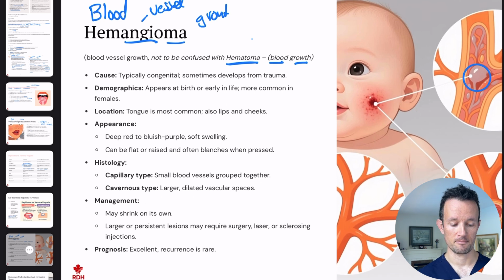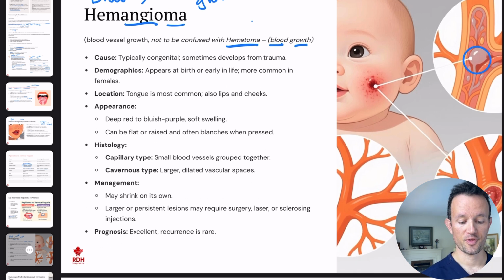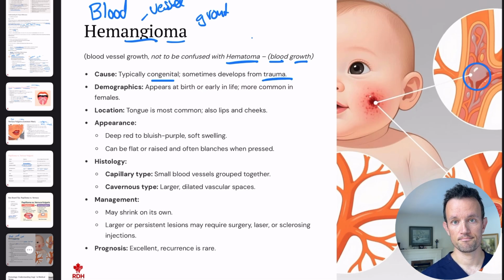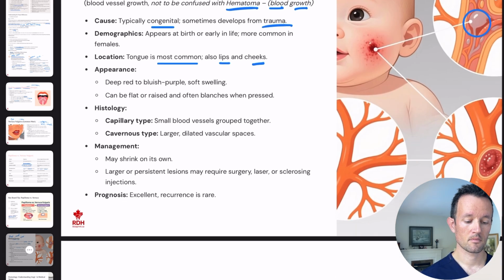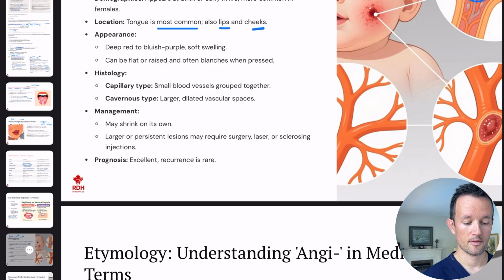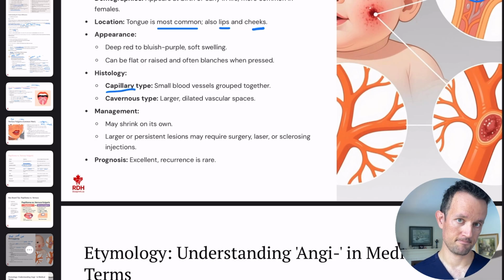So this is blood vessel, usually from birth. You're born with extra blood vessels, or it can develop by trauma. You injured yourself, and now you have this extra proliferation of blood vessels there. The tongue is most common, and that makes sense. You're biting your tongue. It could also be your lips and cheeks. So they are capillaries. Keep this in mind. This isn't like a zit or something you can pop and drain.